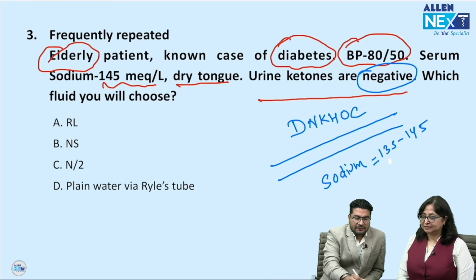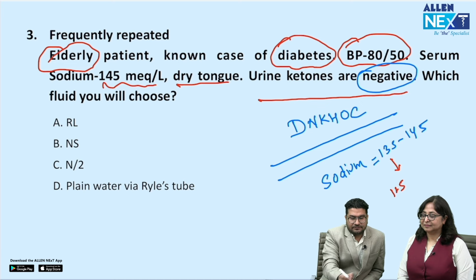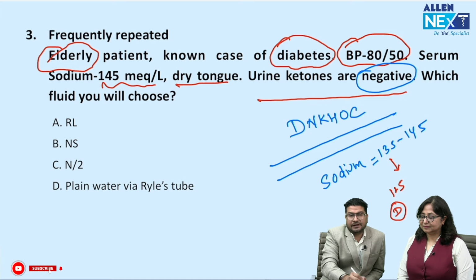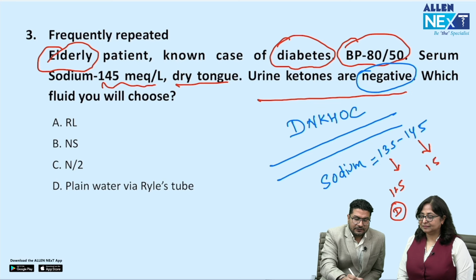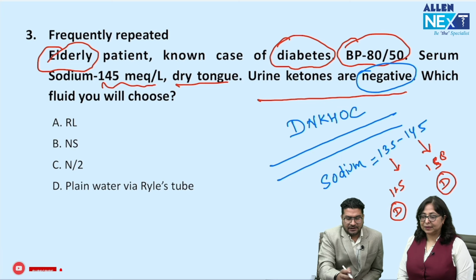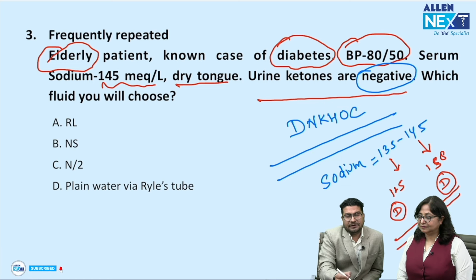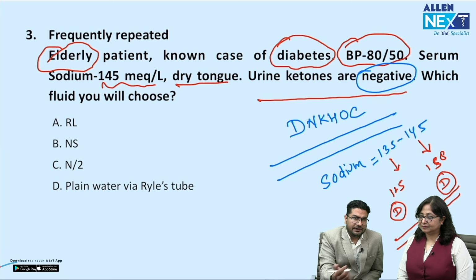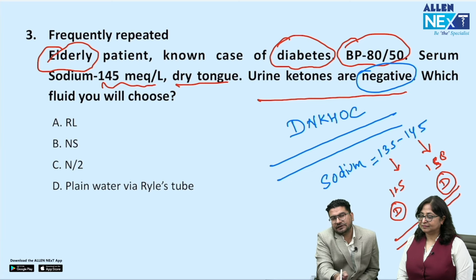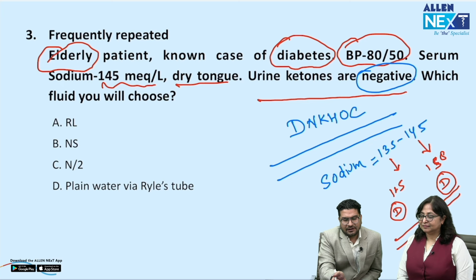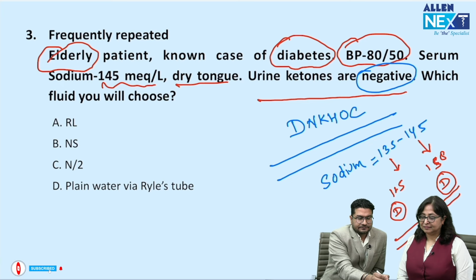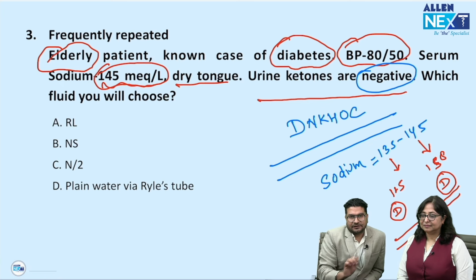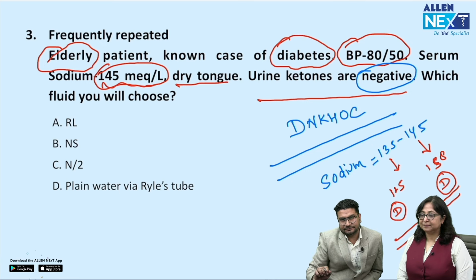What is the concern? If this 135 value goes down to 125, we label it as dangerous hyponatremia. And if this 145 value increases to 158 or more, that is called dangerous hypernatremia. In both cases, the patient can develop seizures, there will be risk of brain herniation, and because of the CNS complications, the patient will die. So here you can see the sodium value is high. That is true, but it is not that high.